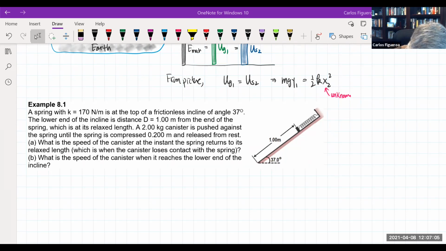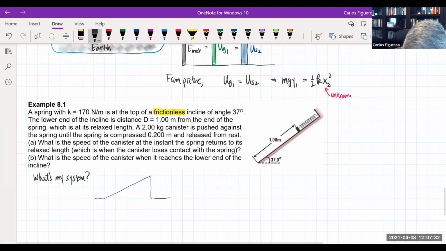Well, when I look at my system, just by looking at the picture, the key word for me was this right here: frictionless. So, what's my system? Well, in this case, I have an incline, which I already said is connected to the Earth. So right away I could say, okay, I have the Earth here.